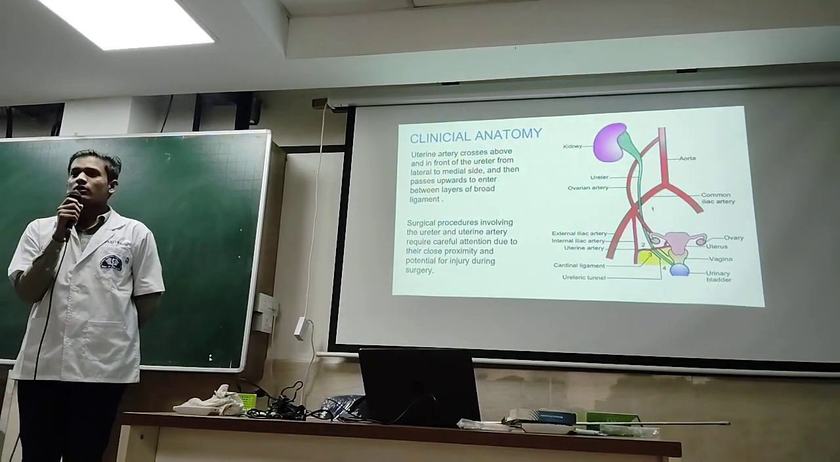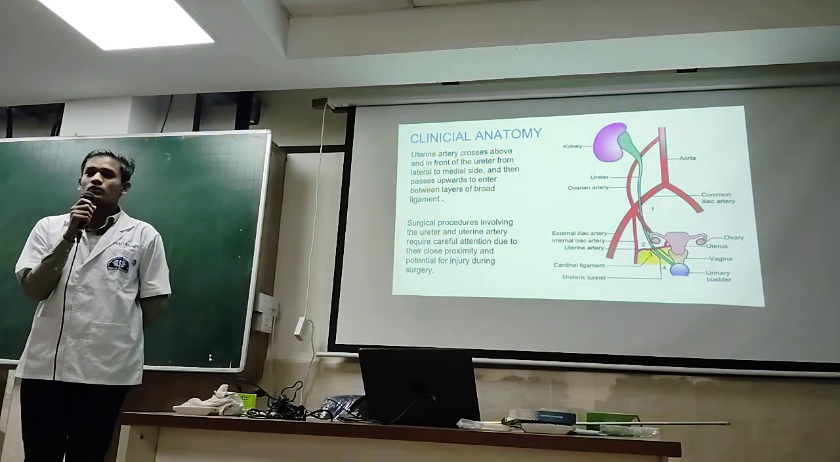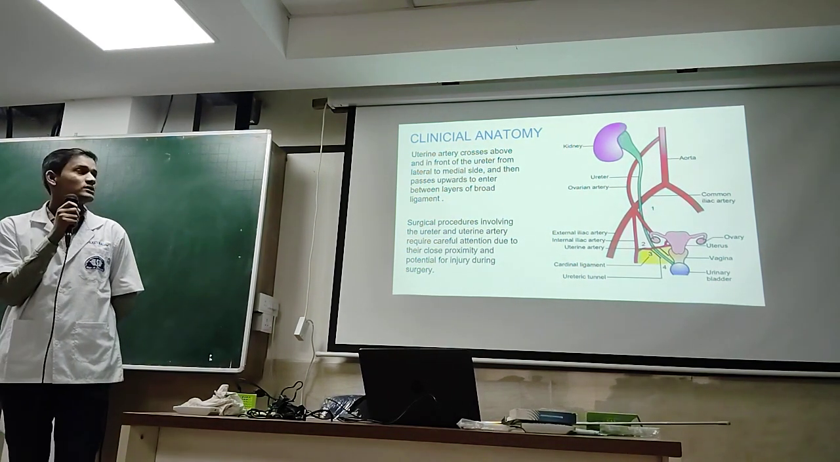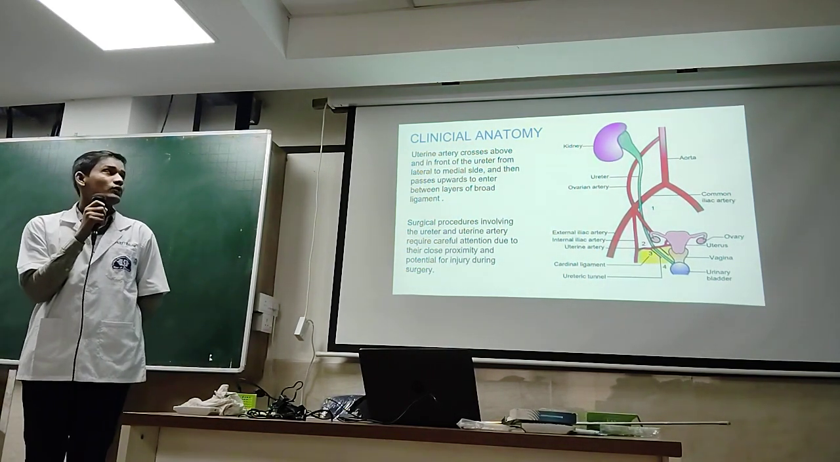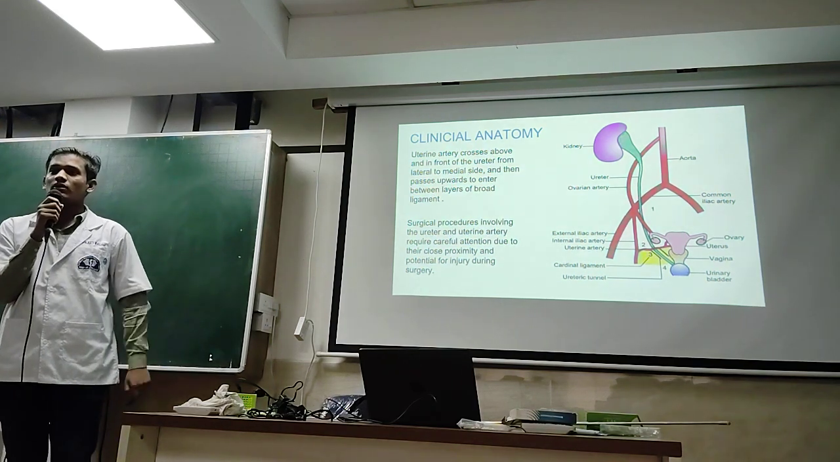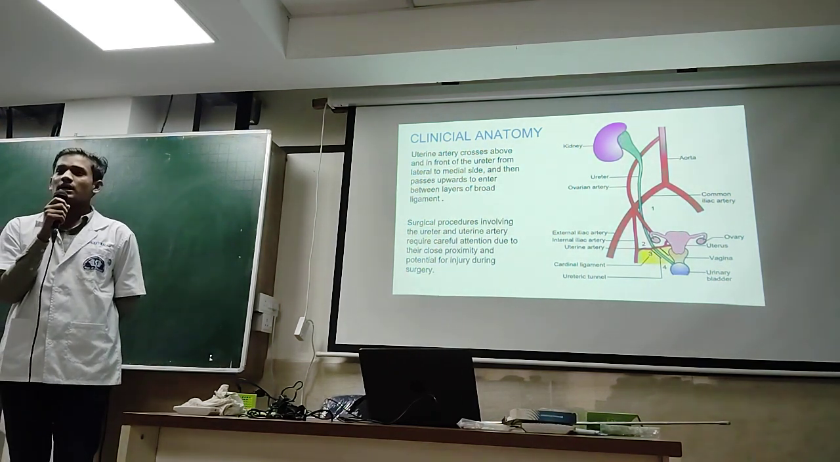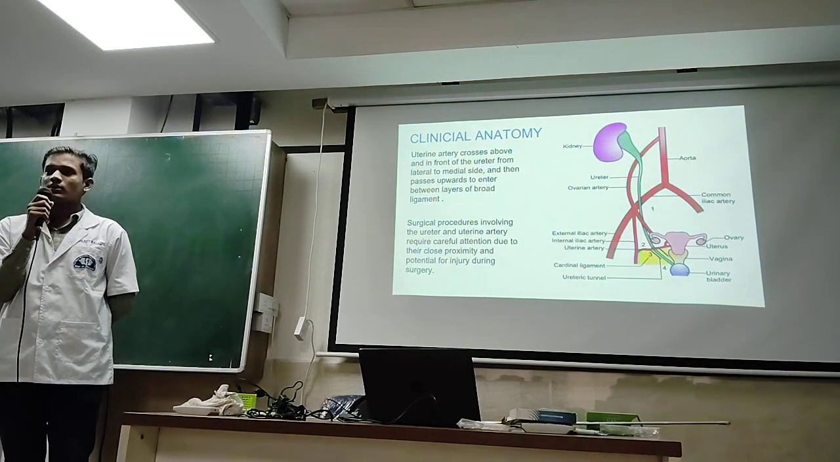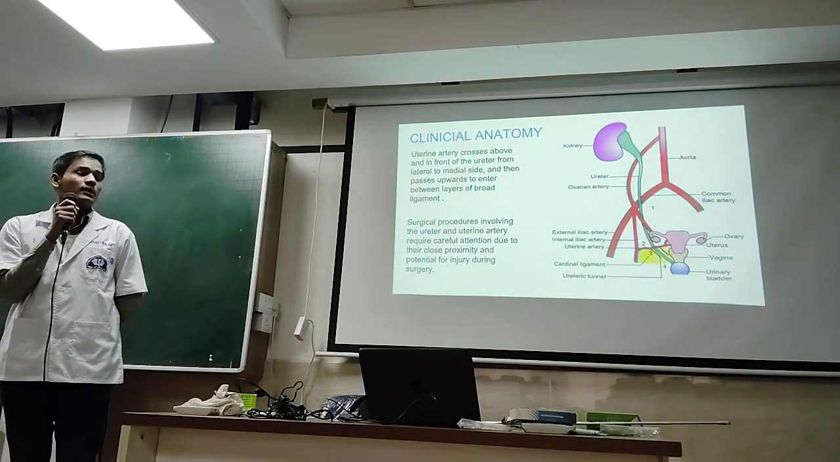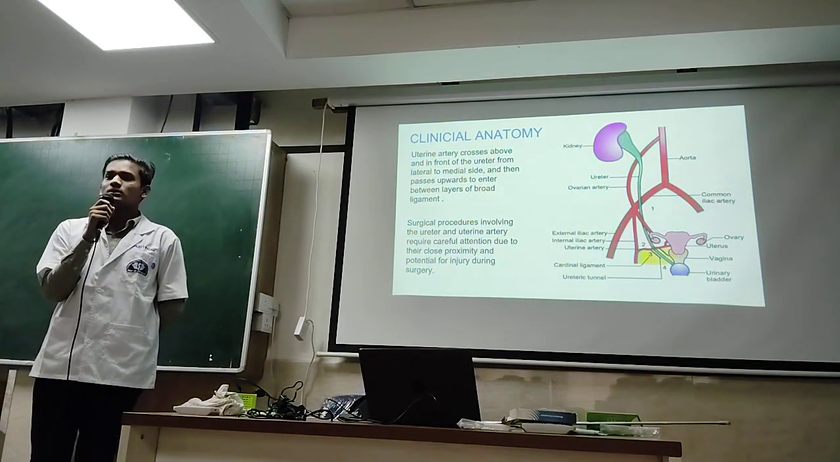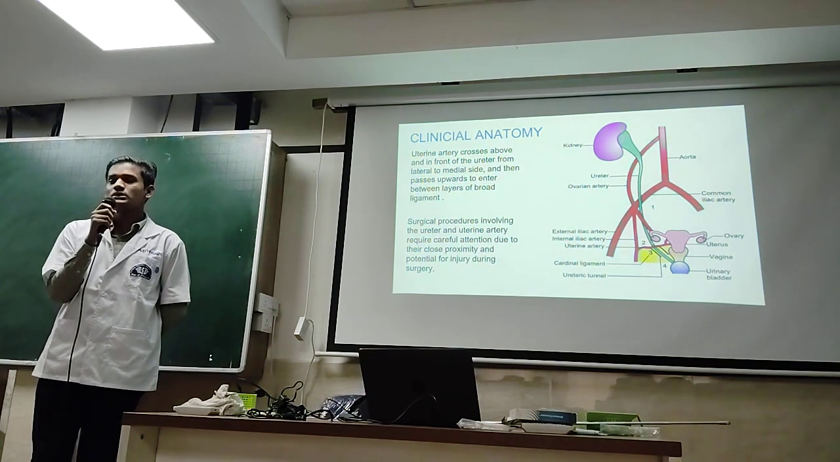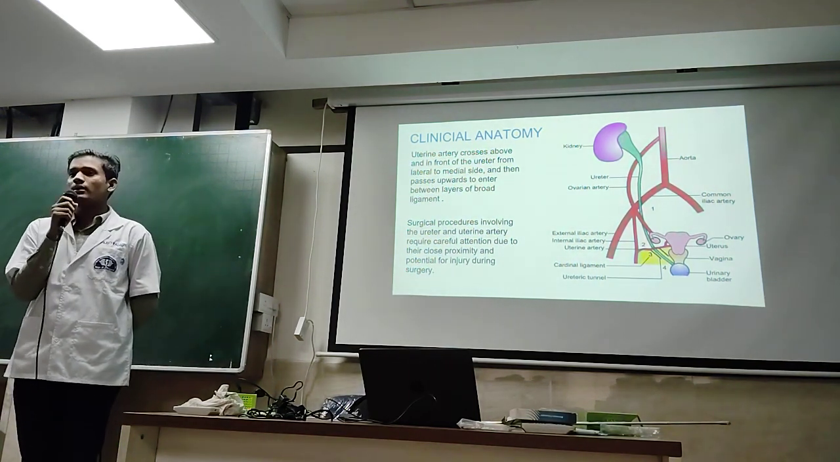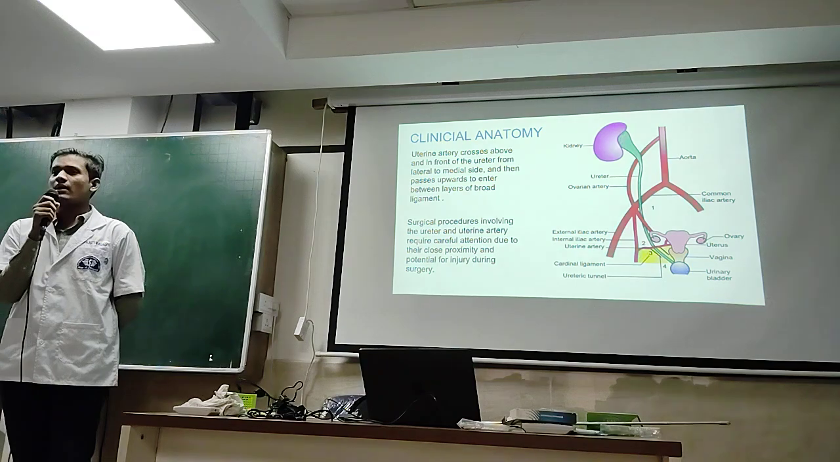Talking about the clinical anatomy, the structure in close proximity to the uterine artery is the ureter. The uterine artery passes in front of the ureter, from lateral to medial side, and passes between the layers of the broad ligament. During surgery, the two structures lie very close to each other, so care should be taken to prevent any damage to them.